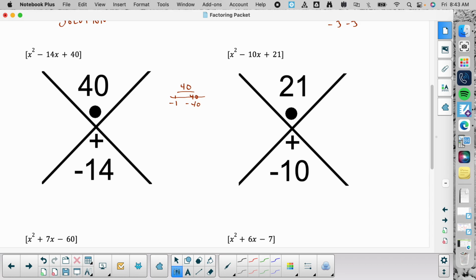So -1, -40, -2, -20. 3 does not go into 40, 4 does. 5 does. 6 does not, 7 does not. Also, if you realize the correct combination, you can stop. You don't have to keep going. The correct combination was -4, -10.